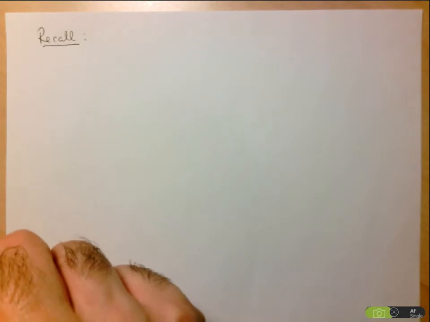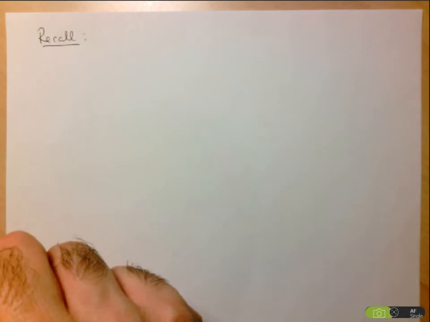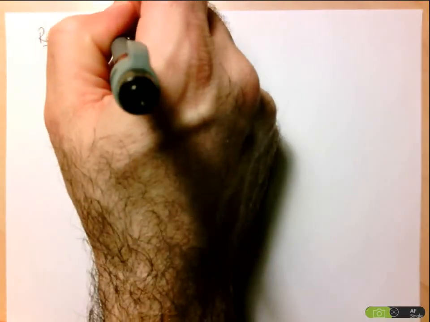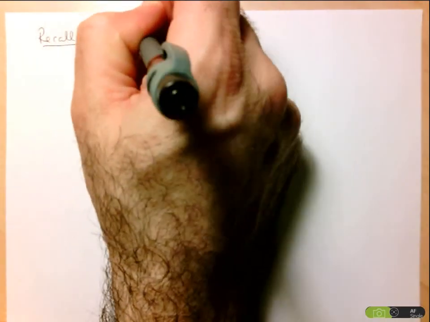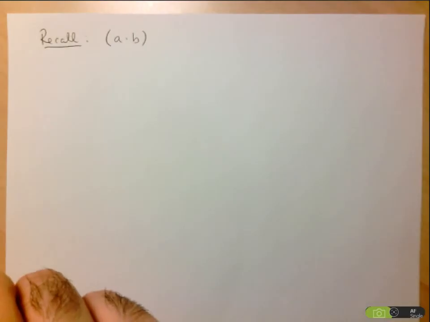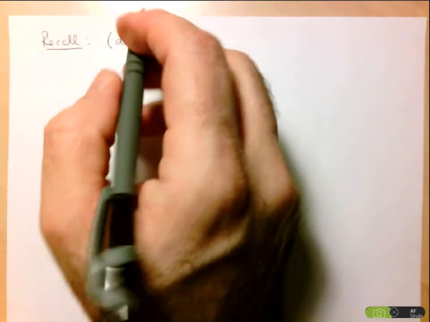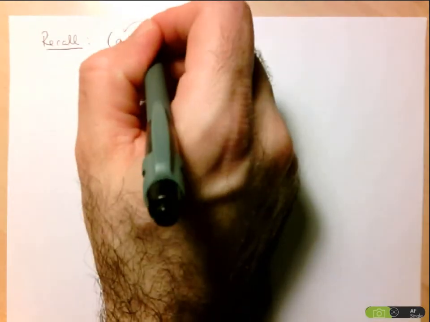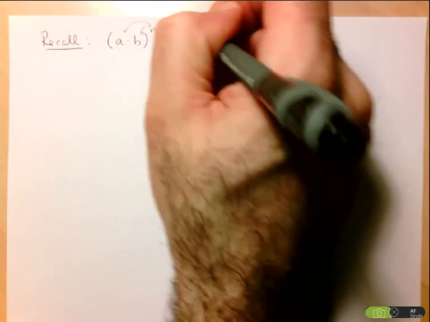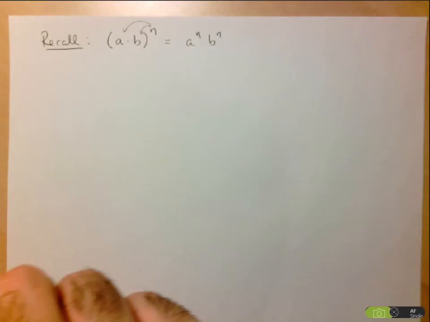and it has to do with taking powers of products and quotients. As an example here, if I have a product of two expressions and I take that to an exponent n, we can distribute this exponent to each of the expressions in the bracket. So this is equivalent to a to the n, b to the n.